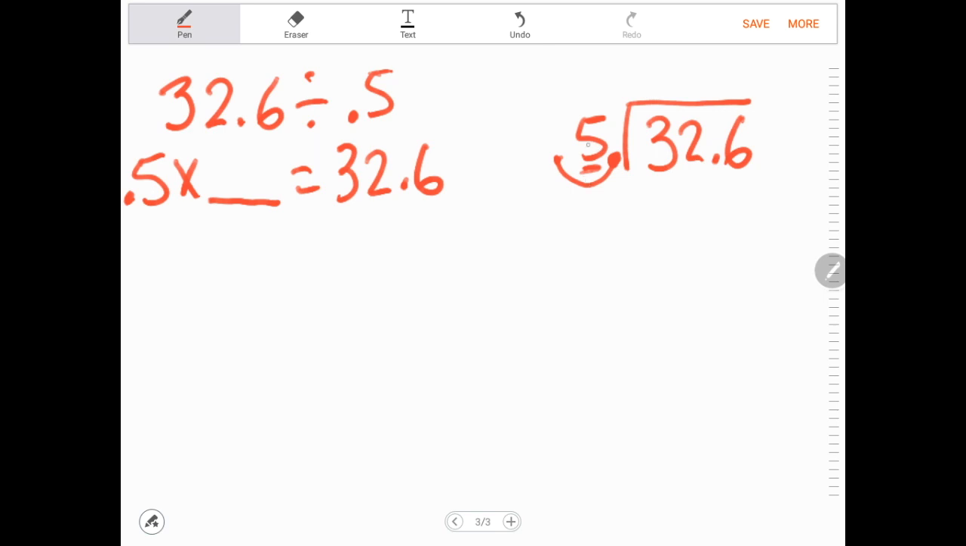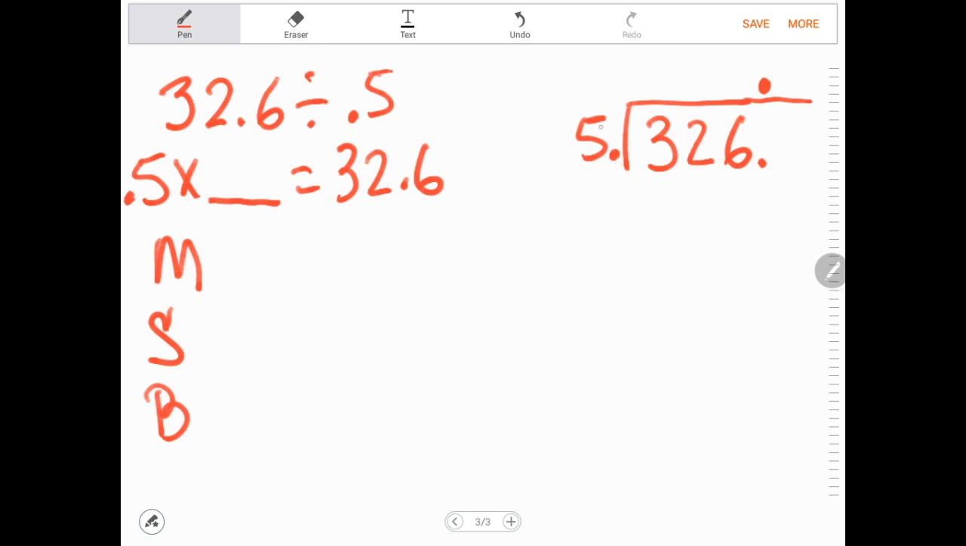But whatever I do to the divisor, I have to do to the dividend. So I'm going to take that decimal point here in my dividend, and I'm also going to move it one place. Whatever I do in my divisor, I have to do in the dividend. I have to be fair here. So once I move it, I'm just going to bring it right back up into my answer, and now I'm going to act like this is 326 divided by 5. And I'm going to use my mnemonic, multiply, subtract, and bring down.